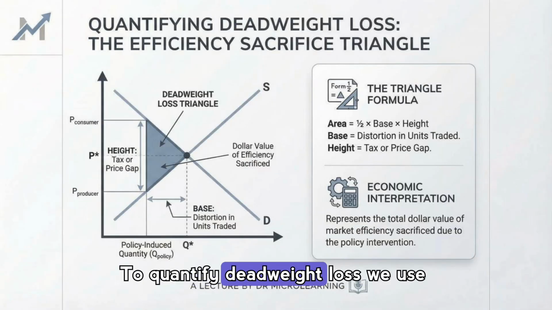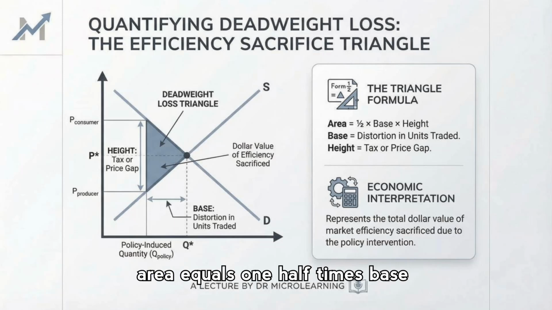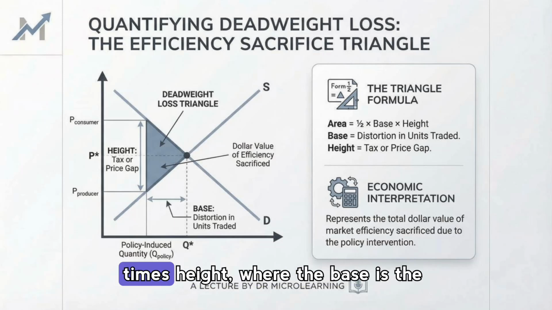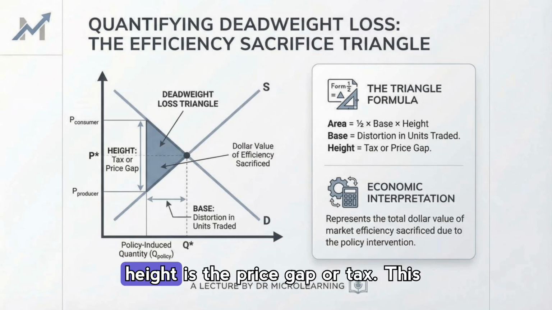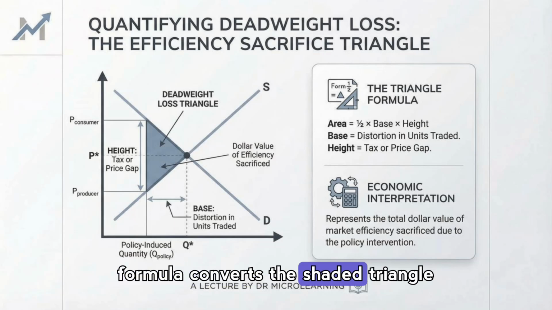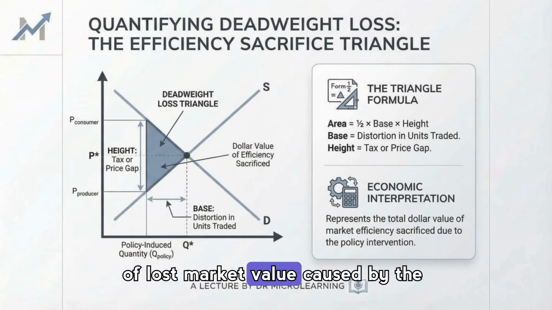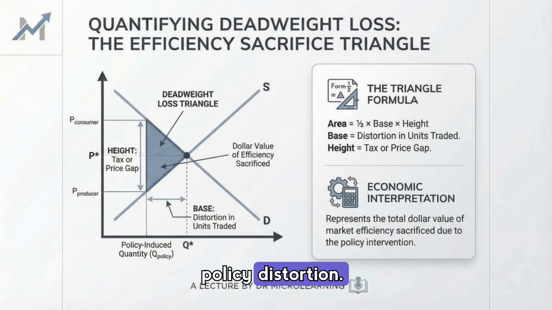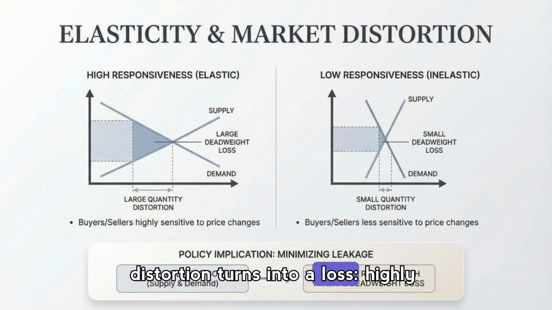To quantify deadweight loss, we use the efficient size sacrifice triangle. Its area equals 1/2 times base times height, where the base is the change in quantity traded and the height is the price gap or tax. This formula converts the shaded triangle on the chart into a dollar measure of lost market value caused by the policy distortion. Elasticity determines how big a distortion turns into a loss.